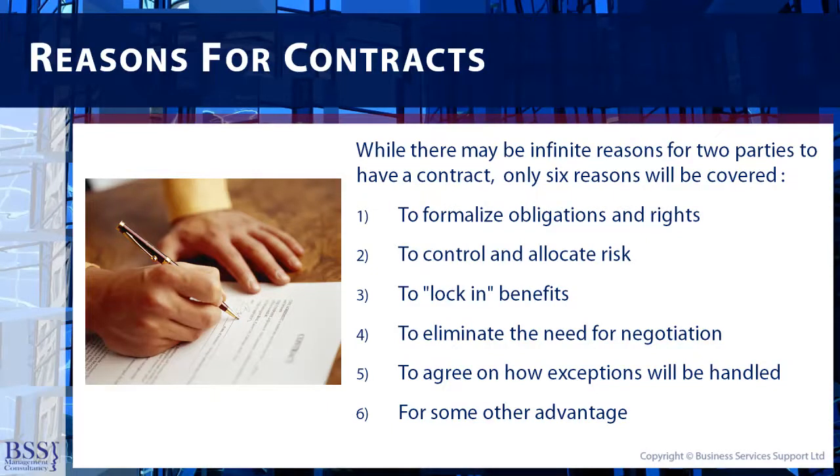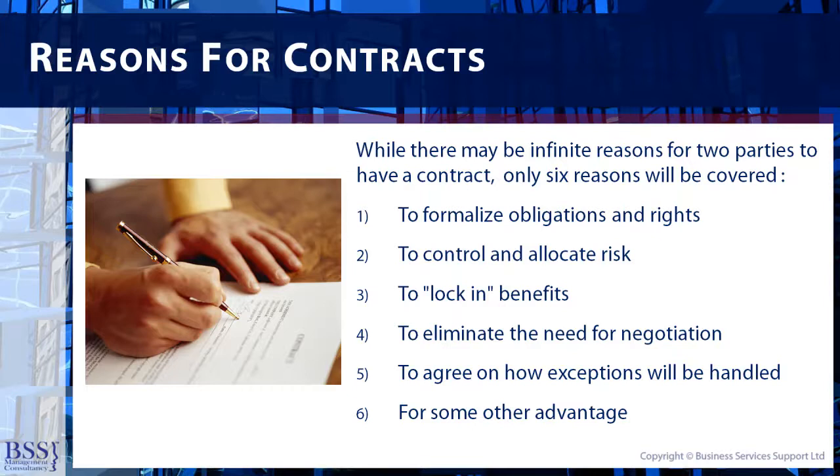The role of contracts can be summarized as follows. 1. To formalize obligations and rights of the parties involved in the contract. 2. To control and allocate risk between parties. 3. To lock in benefits for suppliers as well as buyers. 4. To eliminate the need for negotiation, which can be time-consuming. 5. To agree on how exceptions will be handled from the onset.